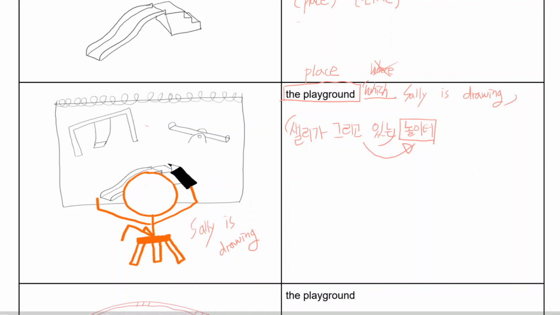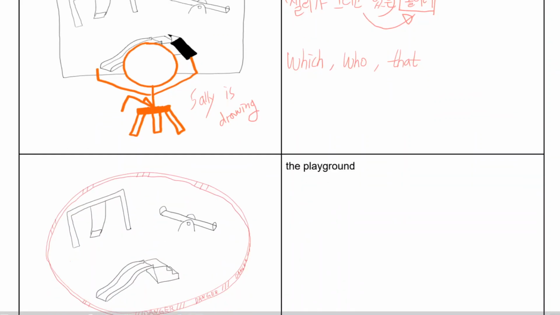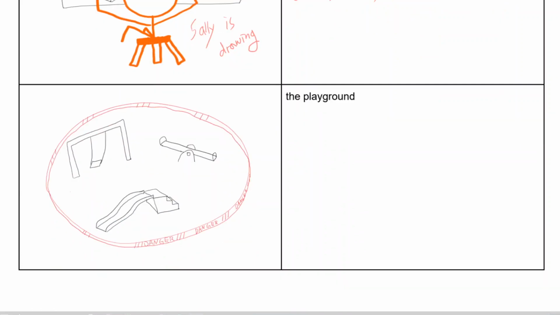So this type of relatives are which if the noun is a thing, and who if the noun is a person, and that could work both ways, right? These types of things fall into this category. Okay, let's move on. And sometimes you can have a situation like this, right?